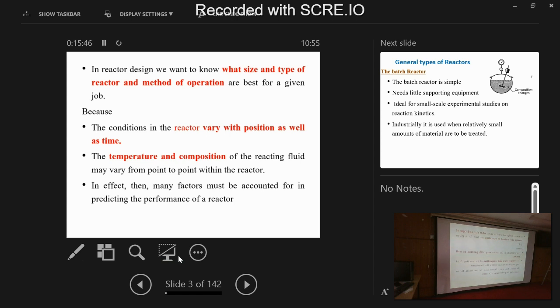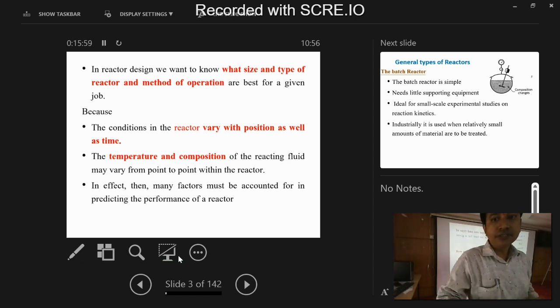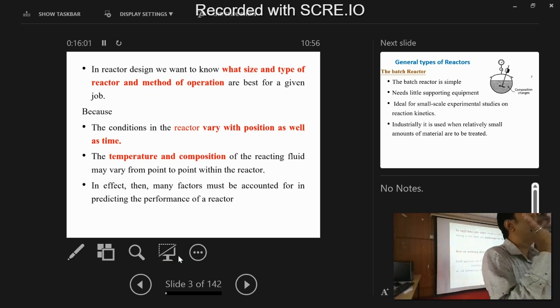So that heat will be distributed throughout the reactor, so that the temperature will be the same at every point. Otherwise, temperature will be different. Almost like composition. Fine. So when we are designing, we need to take all these points into account.